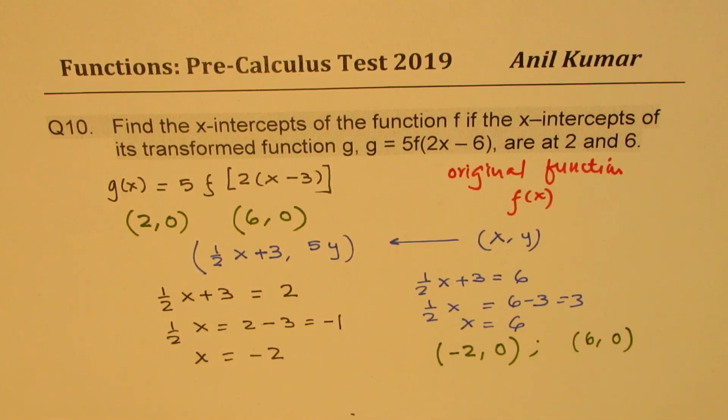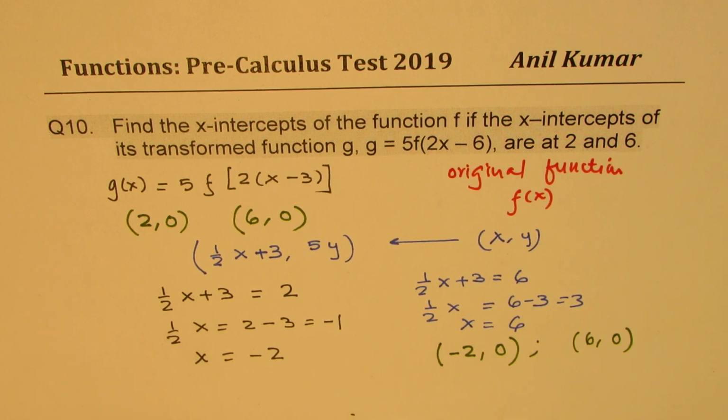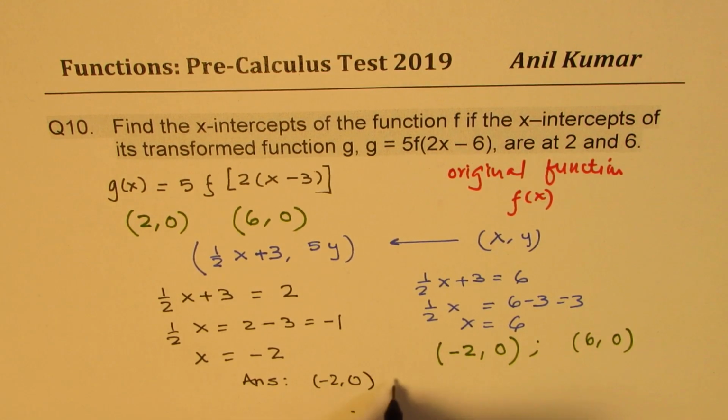So whatever this transformation has done, you'll figure out that these are your new x-intercepts, but actually these are on the original function, right? So these were transferred to this. So here we have done reverse calculation to find our intercepts on the original function. Do you see that part? So that is extremely important to understand. So on the original function, the x-intercepts should have been at minus 2, 0 and 6, 0.